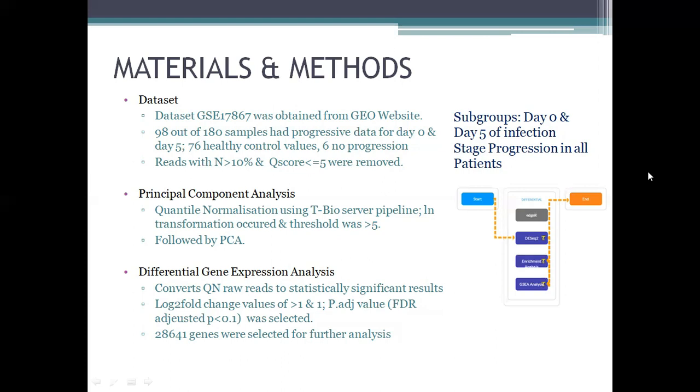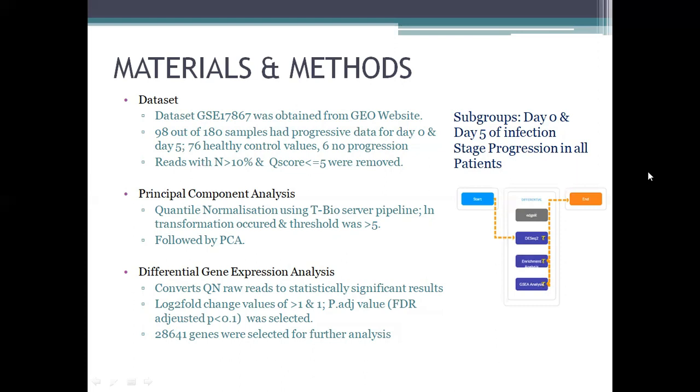The Q score of all the sequenced genes and the NGS data, which was less than or equal to 5, were removed, and the sum of the gene expression was reduced, and those with N value greater than 10% were only included in the study.